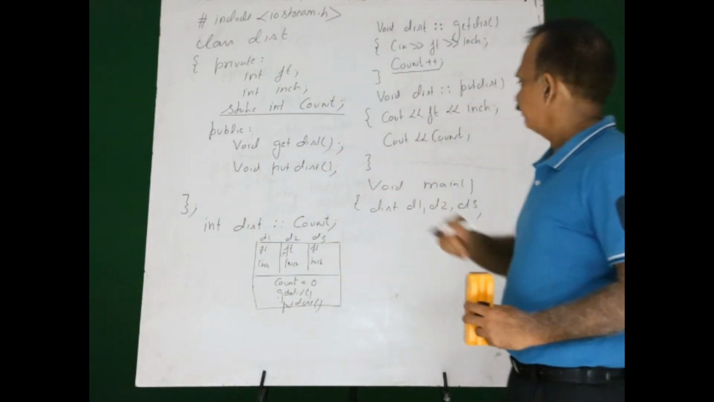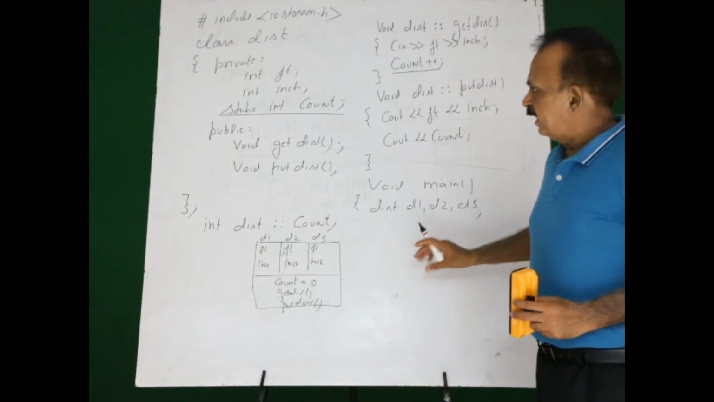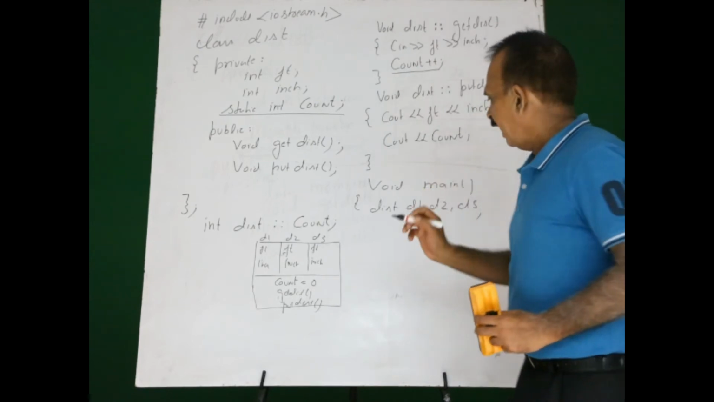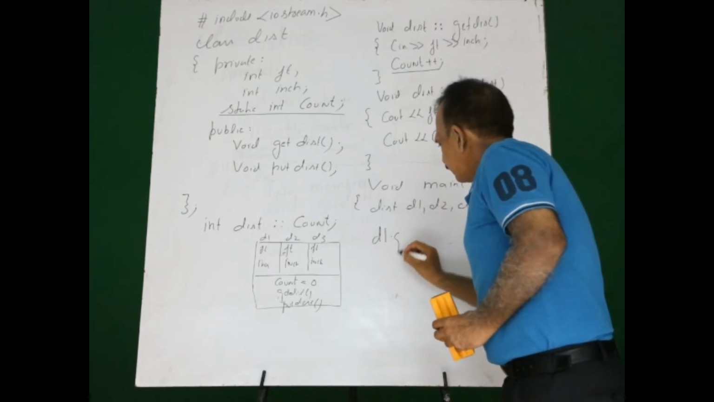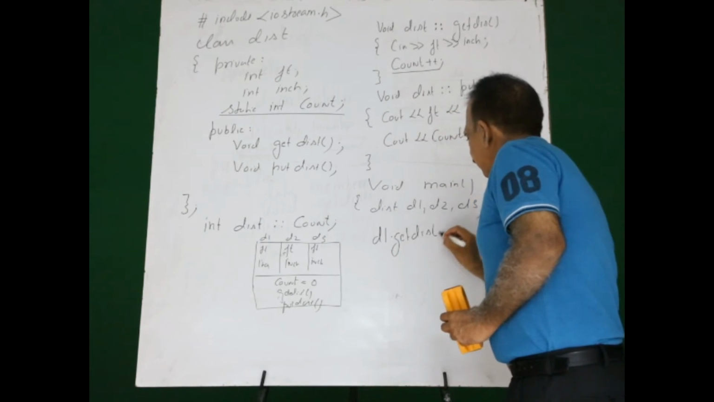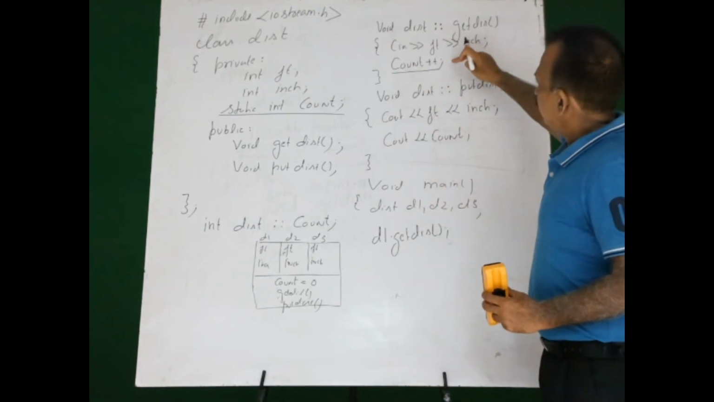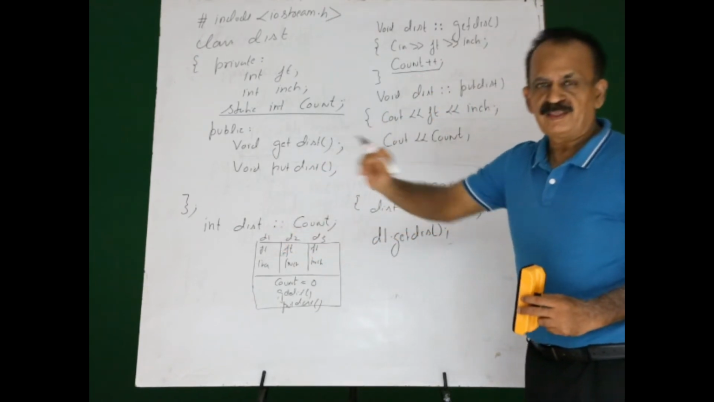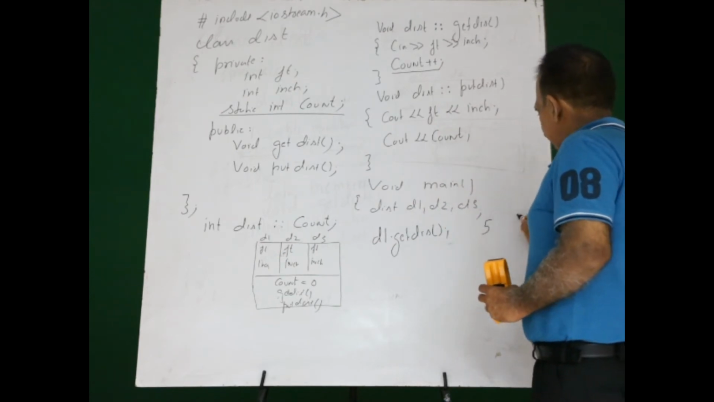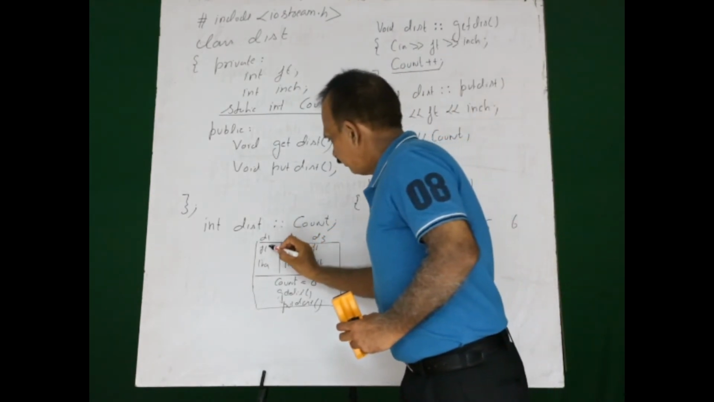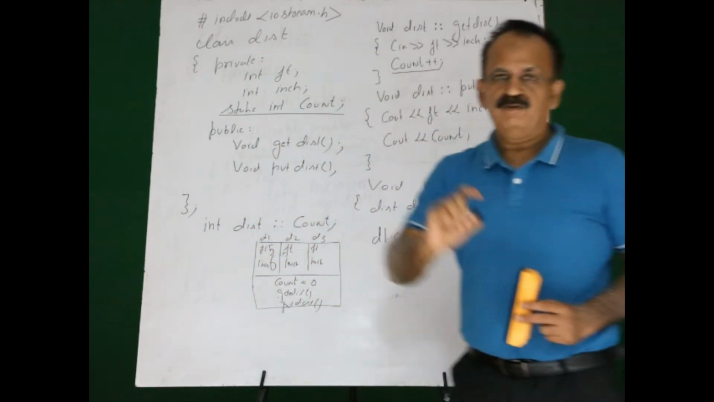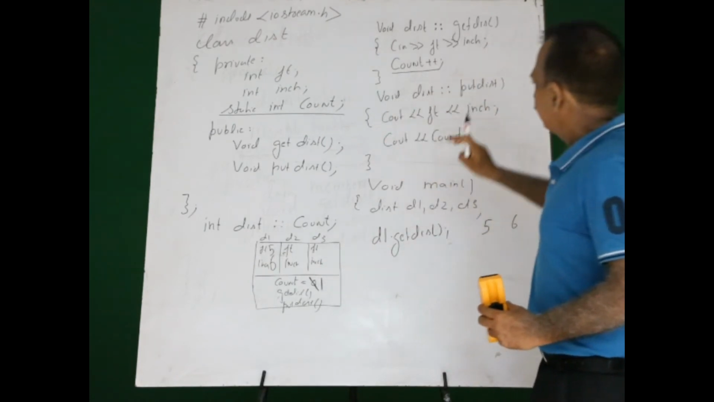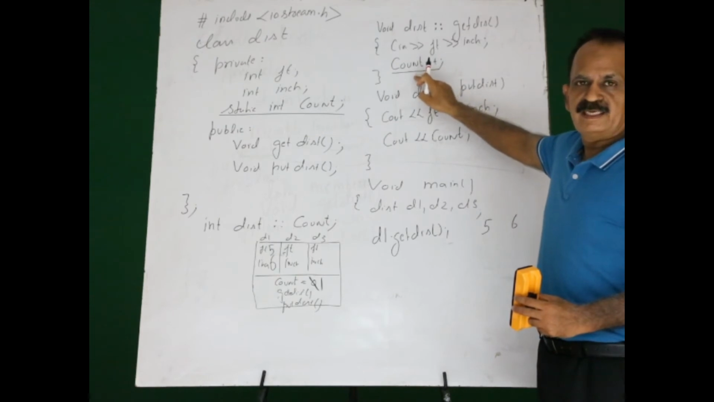This is important. Now we understand that any of these member functions can be used with the help of an object name. I say d1 dot get distance. Now d1 dot get distance will execute this function get distance with which object? The object is d1. If I give distance 5 feet and 6 inch, what will happen? This value will be 5 and this value will be 6, 5 feet and 6 inch. At the same time, this count will be incremented to 1. This is how it will be incremented.